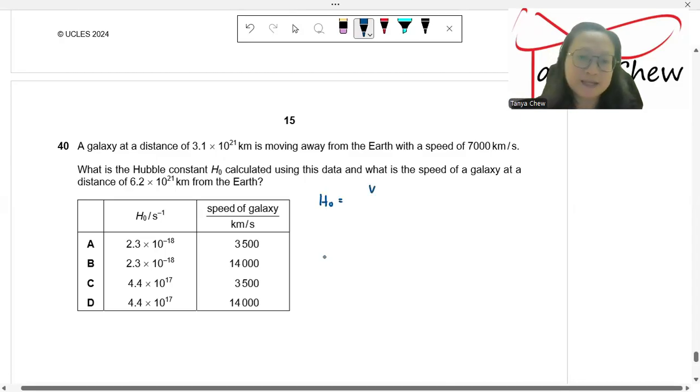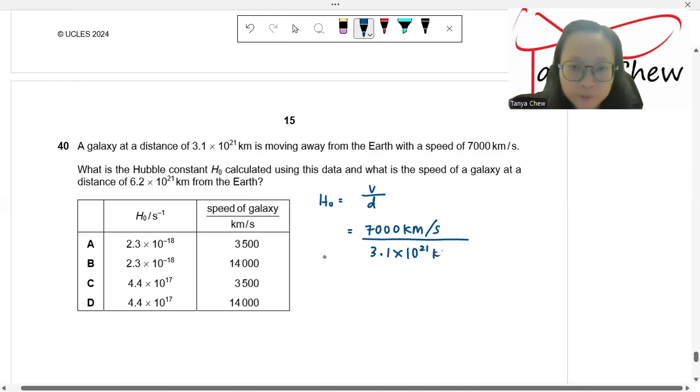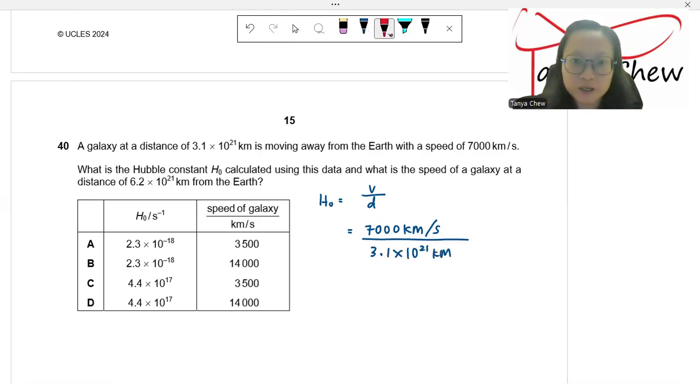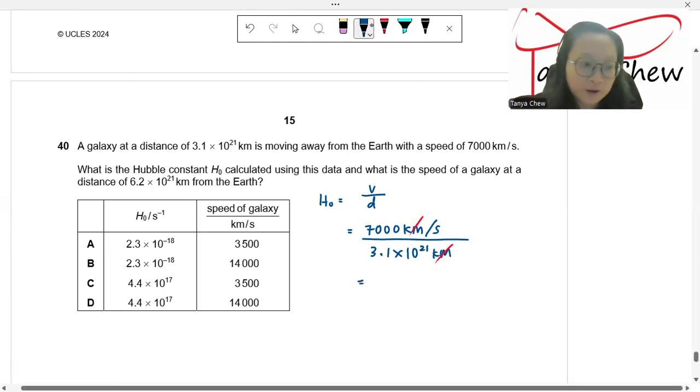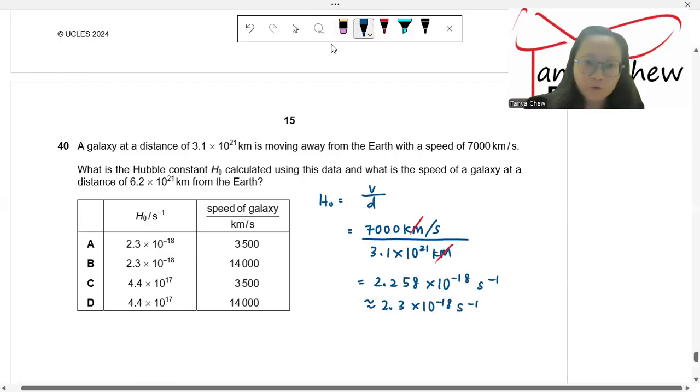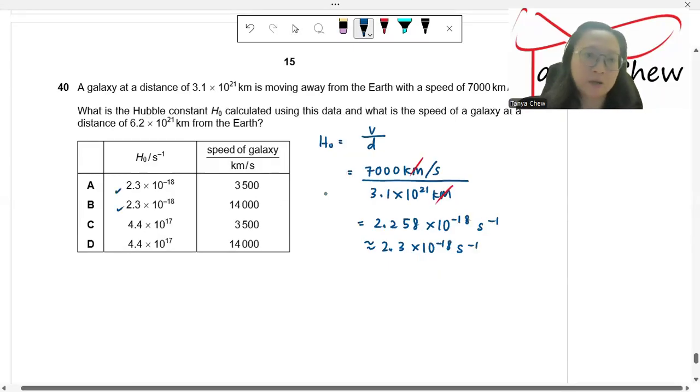It is equal to the speed of the galaxy that is moving away from the Earth divided by the distance between the galaxy and the Earth. So the speed of the galaxy, which is 7,000 kilometer per second, divided by the distance, which is 3.1 times 10 to the power 21 kilometer. I don't convert my kilometer to meter because kilometer and kilometer can be cancelled off. Therefore, I get 2.258 times 10 to the power of negative 18 per second. So I round it off to 2.3 times 10 to the power negative 18 per second. For the first one, Hubble constant, it's either A or B as your answer.